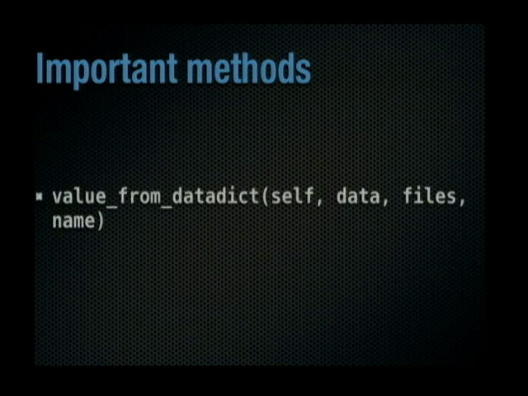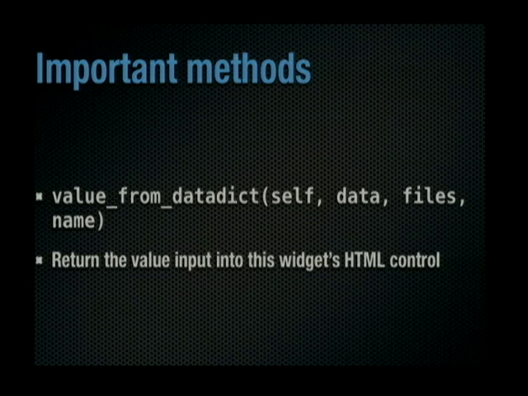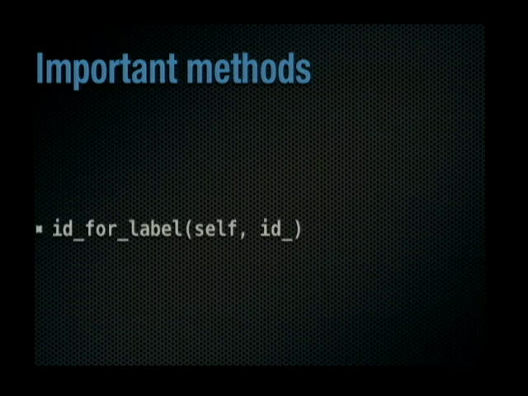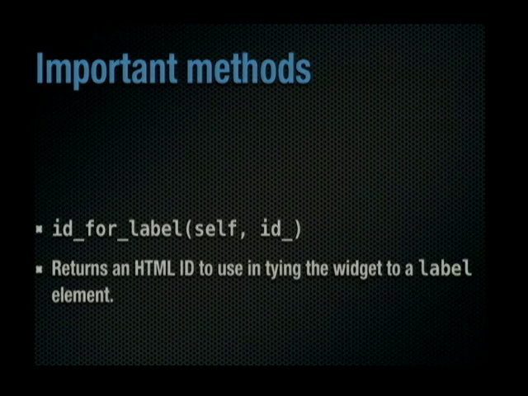There's a value from data dict method. This is basically if you take, say, request.POST and pass it in here, this is how the widget knows what data to pull out of request.POST that says, hey, this is me. So if you have, say, an email field, this is what would go find the actual email address and return it for you. Data and files are the attributes there. Hopefully everybody's familiar with request.POST, request.GET, request.FILES. That's what's going into this method. Finally, id_for_label. This is what's going to get you the HTML ID of the widget in the web page that ties it back to an HTML label element.